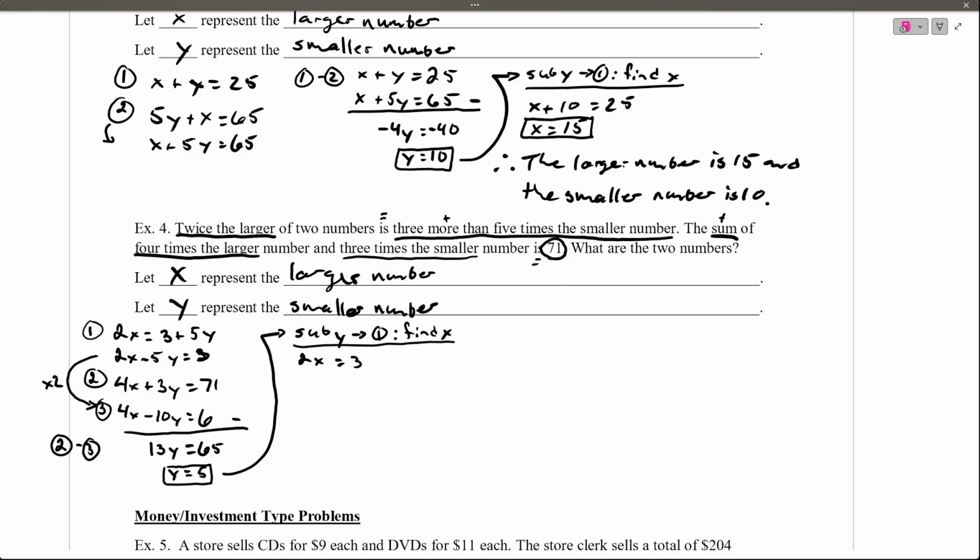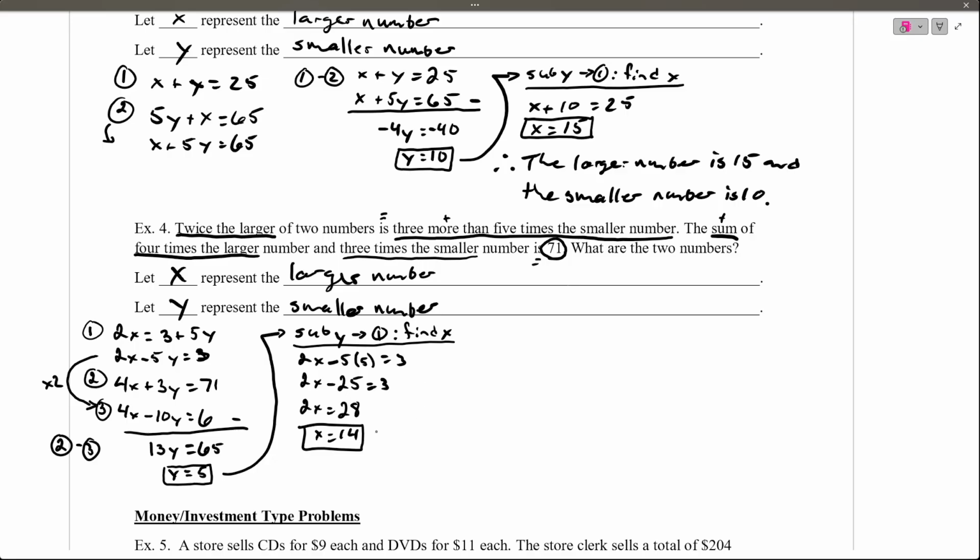We'll use the second version of it just to keep consistent here. So we have 2x minus 5 times y, which is 5, equals 3. So let's do the math. So we have 2x minus 5 times 5, that's 25, is equal to 3. Now we're going to bring that 25 to the other side. So we have 2x is equal to 28. That means that x is equal to 14.